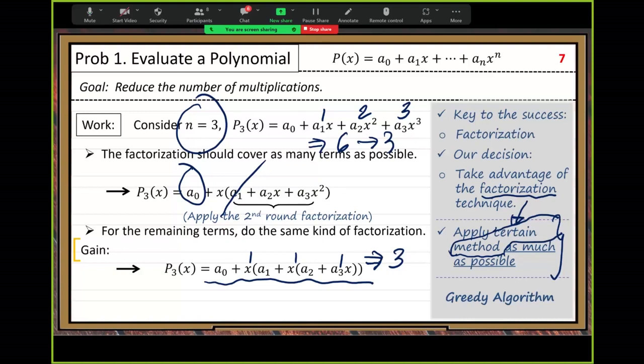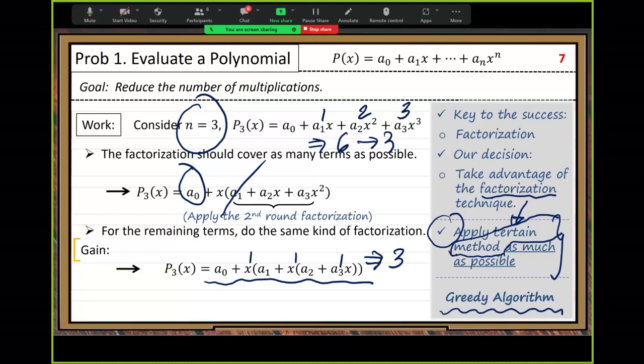This approach applies certain method as much as possible. There is a name in algorithm context. It's called a greedy algorithm, a special type of algorithm. People call it the greedy algorithm. In the next slide, I will explain a little more about this greedy algorithm.